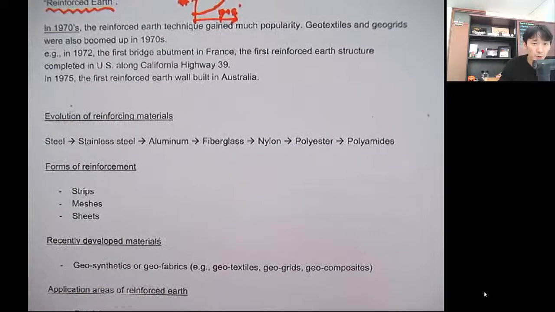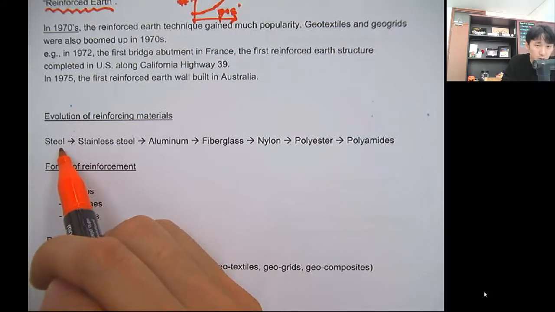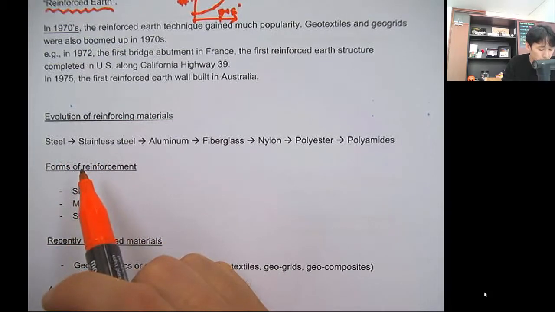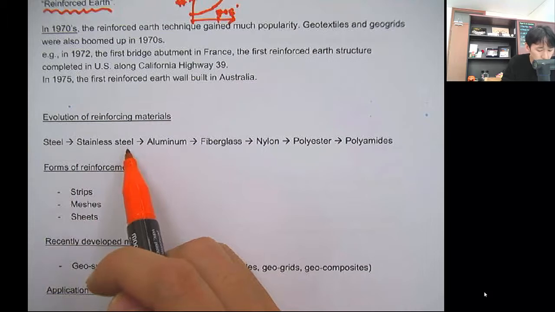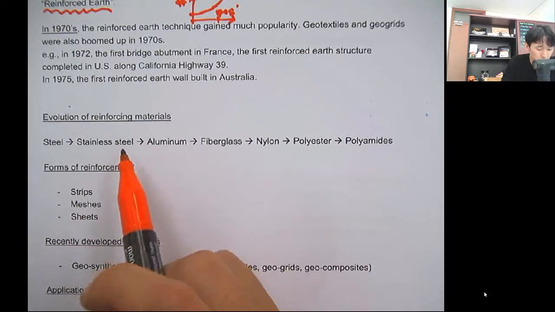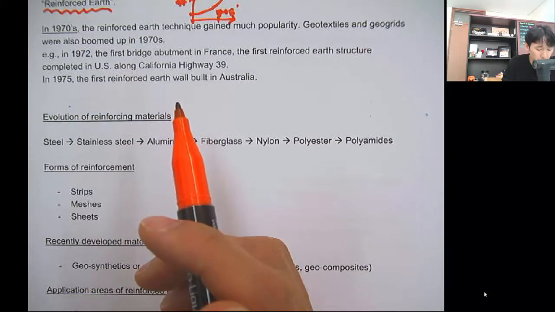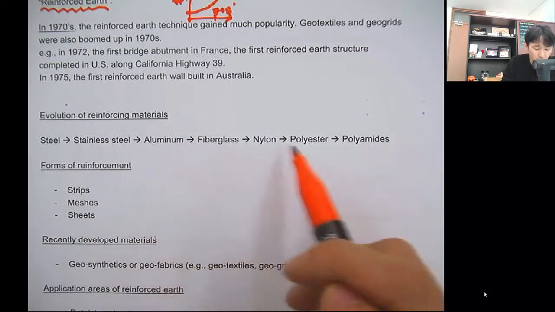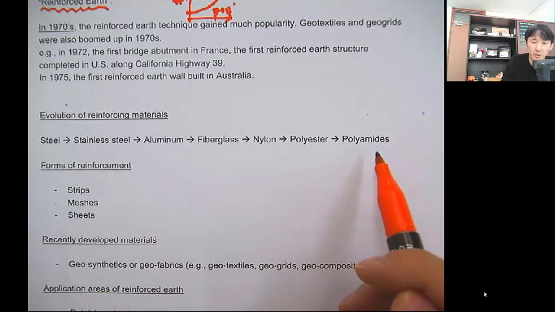When you look at the evolution of the material to reinforce the soil, in the beginning, people used steel, and because it can rust, it can be corroded, stainless steel was used, but it was too heavy and expensive. So aluminum, fiberglass, and nylon. Nowadays, people use some plastic material, polyamide, polyester.